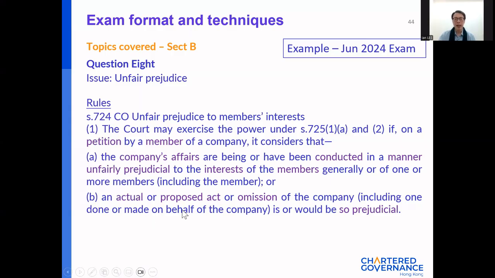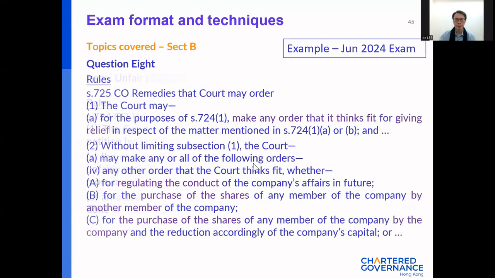Part B is the actual or proposed acts or omission of the company is or would be so prejudicial. So it's generally a particular transaction, a particular decision to do something or not do something. If it was decided it was prejudicial, you would submit such a claim.